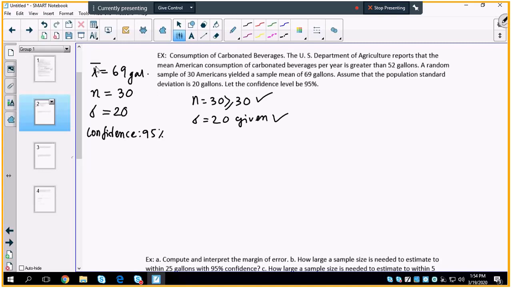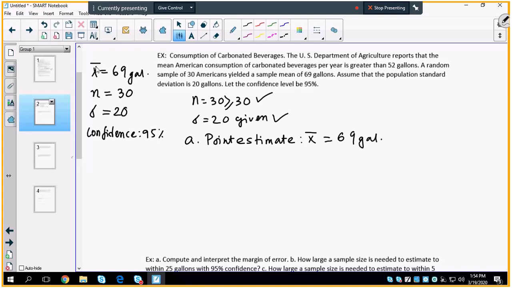So it makes sense to do the Z confidence interval. The first question asked you, what is the point estimate? So the point estimate, as I said, is the sample mean. So I will go ahead and say that the point estimate is X bar equal to 69 gallons.